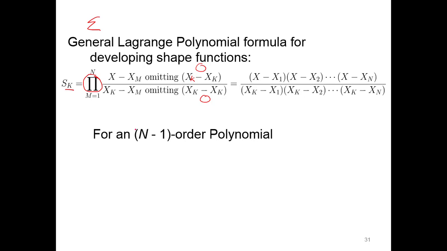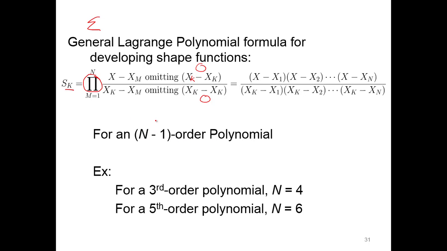All right, so for an n minus 1 order polynomial, that's how we solve it. So for a third order polynomial, right, n is going to equal 4. For a fifth order polynomial, n equals 6. So n has to be 1 greater than the polynomial order we want to look at. All right, so if we want to do a first order, n would equal 2.